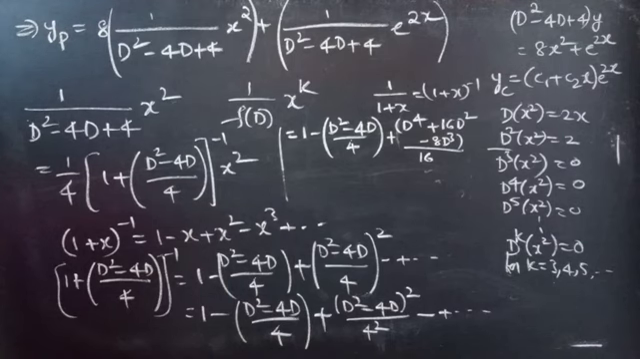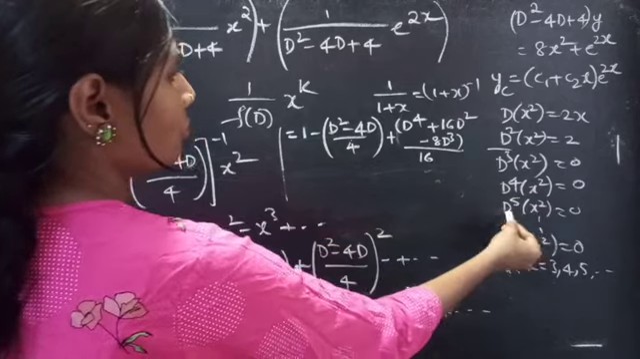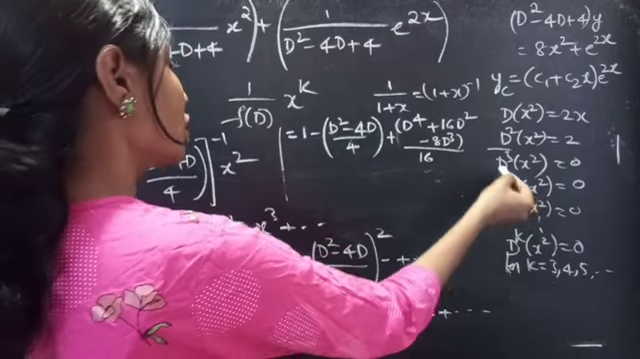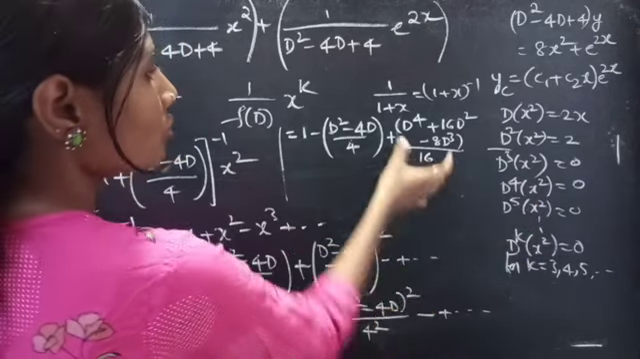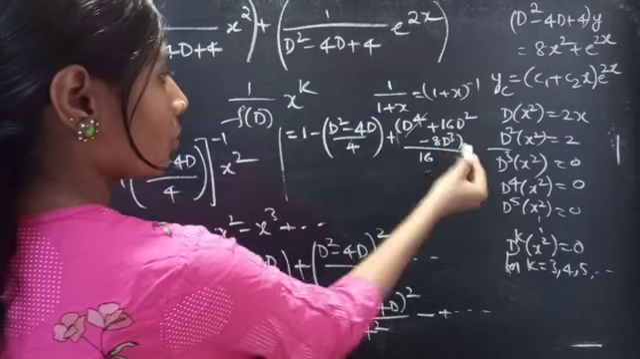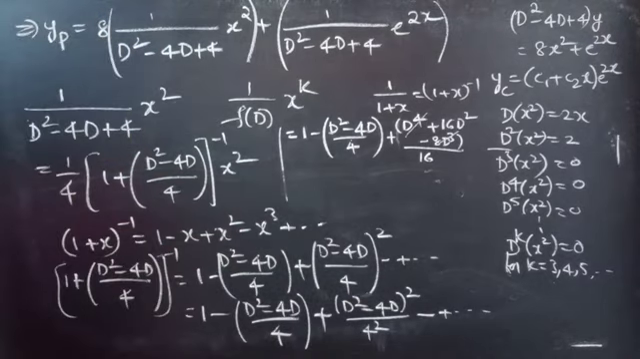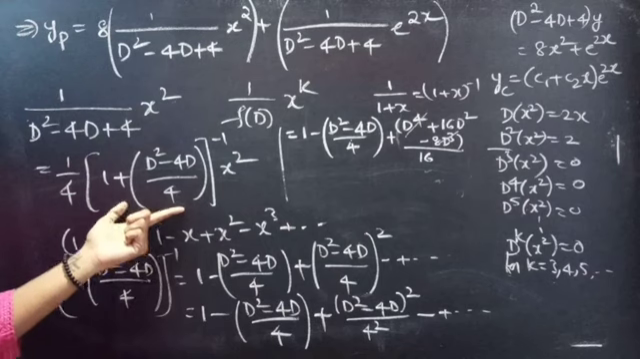So we know that higher powers, d square of x square is 0, d power 5 of x square is 0, also d cube of x square is 0. So from this term we can eliminate or omit d power 4 and d cube. Higher derivatives from d cube can be eliminated, right? Now let's see what happens here.